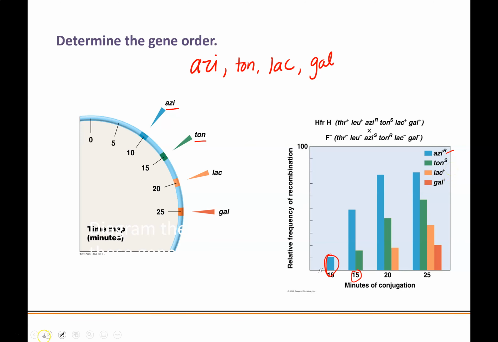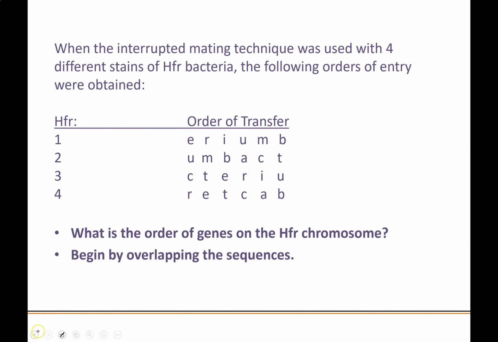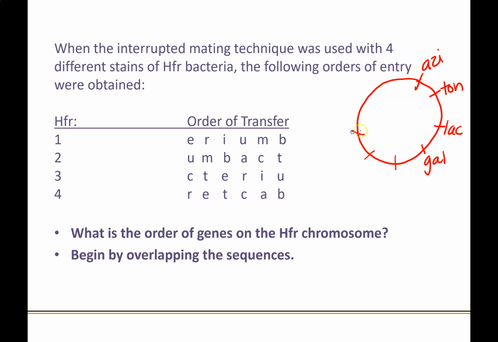Now, keep in mind that this is a circular piece of DNA. So if we've got AZI, TON, LAC, and gal, this is a circle. And at any point in the circle, let's say we have some other genes here, any point in the circle could actually be our origin of replication. So let's say our origin of replication is actually here, and we've got these other genes behind it.